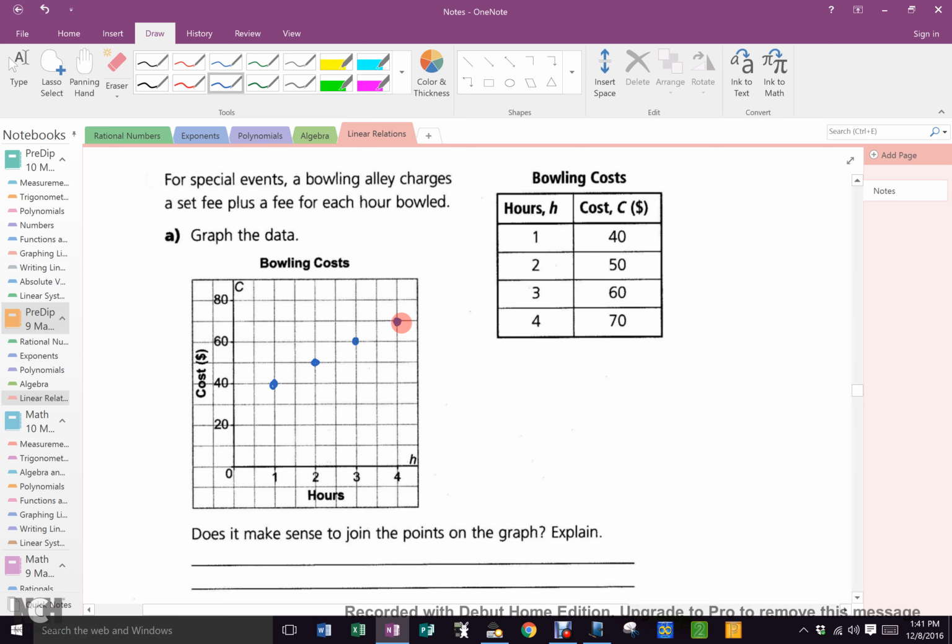Okay. What if I told you that you pay like your cell phone? You are billed by the second. Would you join the points? Yes or no? You would. If you are billed by the second, are you technically continuous? Or are you technically discrete? The key word there is technically. Of course you are discrete.